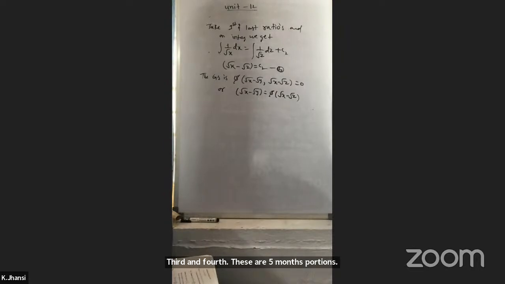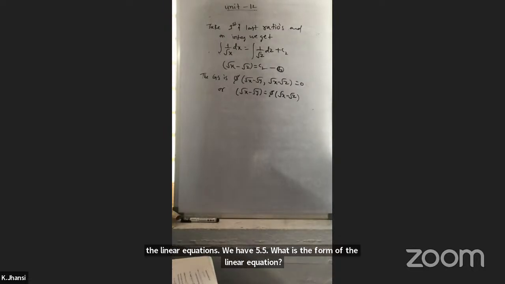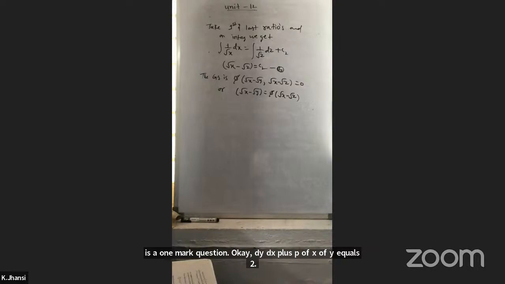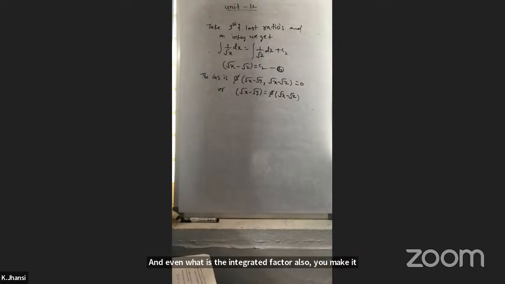Page number 95, that is the 5th question and 6th question. These are the non-homogeneous, no? So it is a 10 marks one. And linear equations we have in 5.5. What is the form of the linear equation? It is a 1 mark question. dy by dx plus p of x times y equals to q. And even what is the integrating factor, you may get for the objective type.